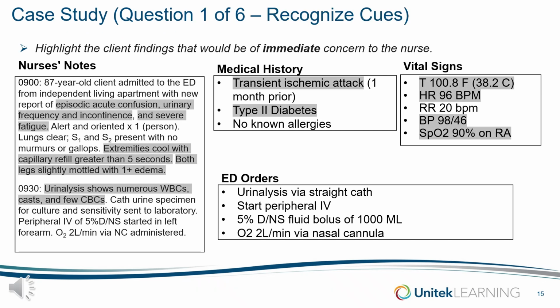For each case study, the first question is always centered around the recognized cues clinical judgment measure. In this case, the question type is considered highlight response. This question type is often one that can be used to measure your ability to recognize cues. However, it can be placed in other areas of a case study.